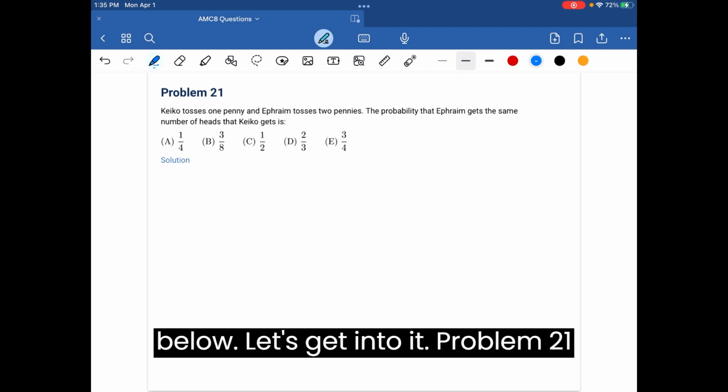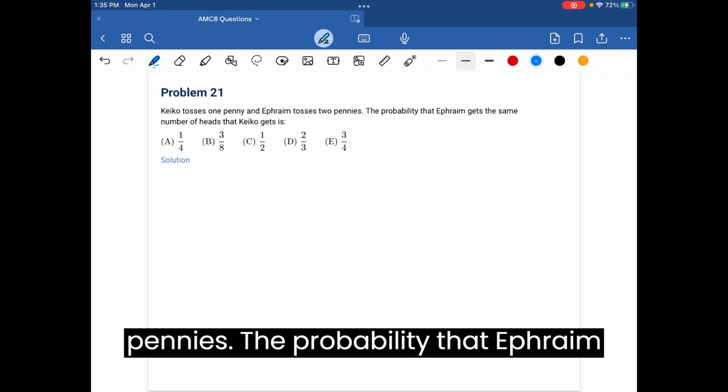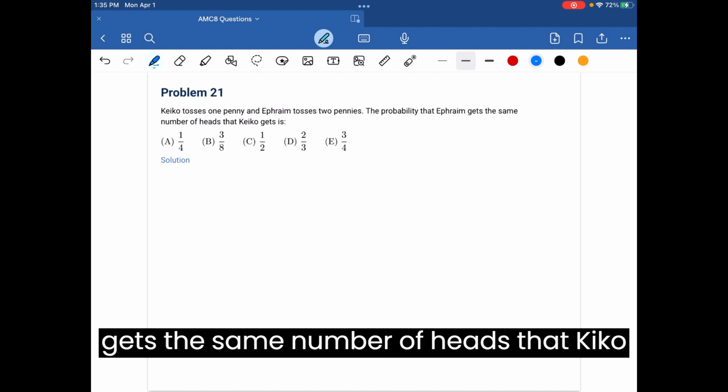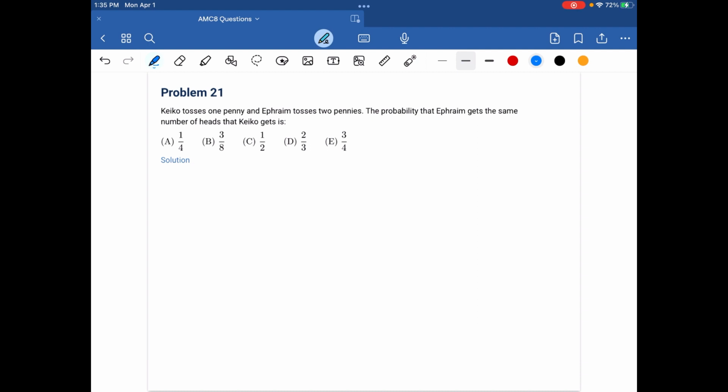Let's get into it. Problem 21. Kiko tosses 1 penny and Ephraim tosses 2 pennies. The probability that Ephraim gets the same number of heads that Kiko gets is one of these.